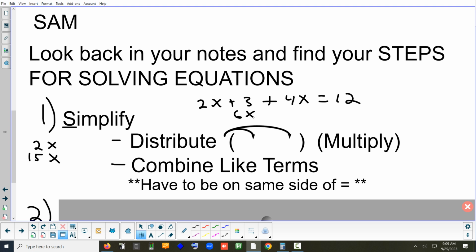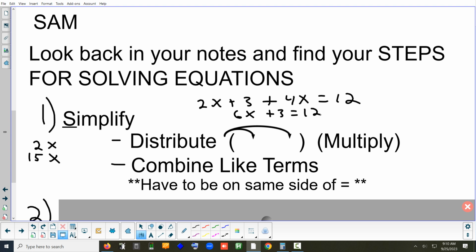What about the 3? Can I combine that? No, because that's not a like term. So that just stays where it is. And the 12, well, that was on the other side. So that would be your first step in that equation, combining like terms.